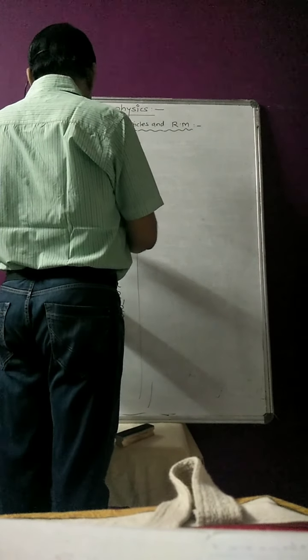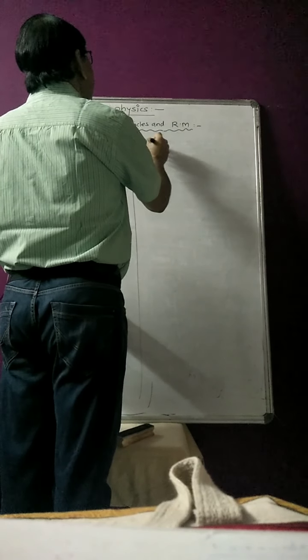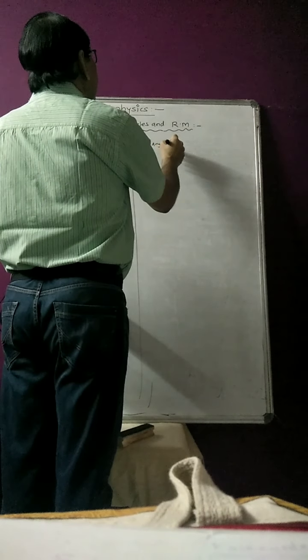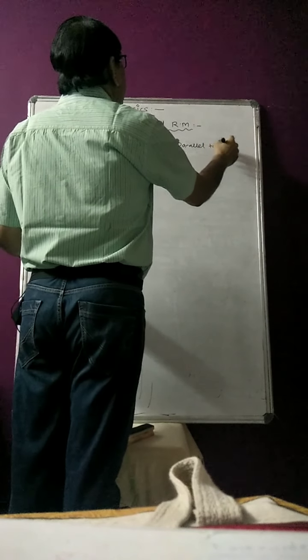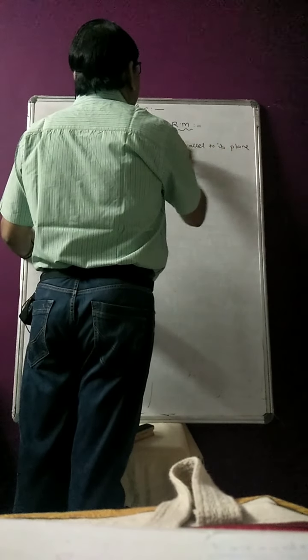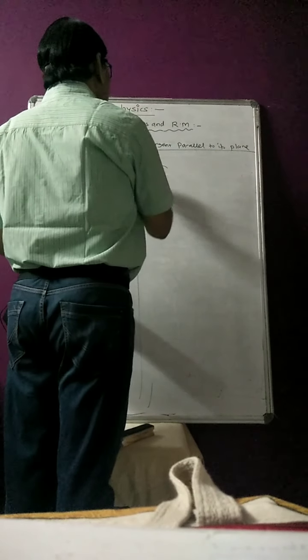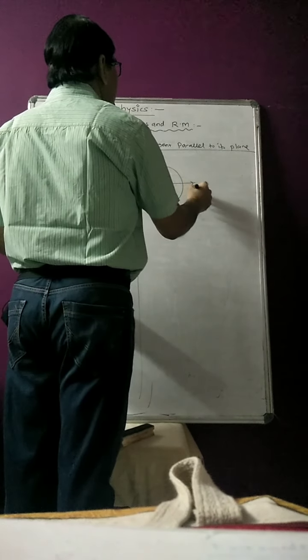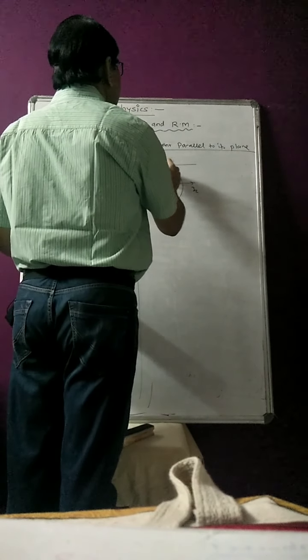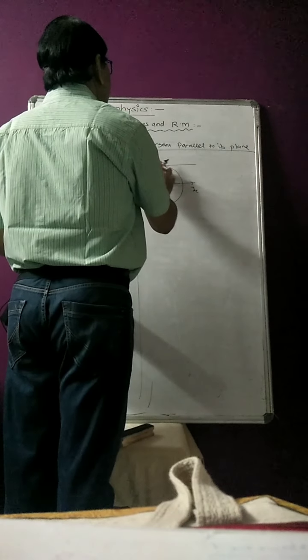Next point, we want to calculate the moment of inertia of the disc about a tangent parallel to its plane. Tangent parallel to its plane means how will this diagram be? Suppose this is the disc, this is the diameter, so that axis I will consider here. This is the tangent parallel to its plane.